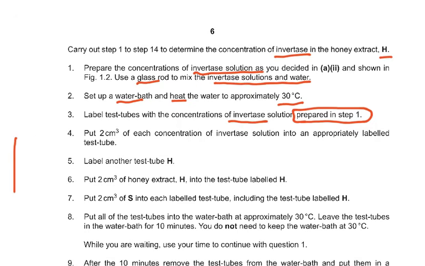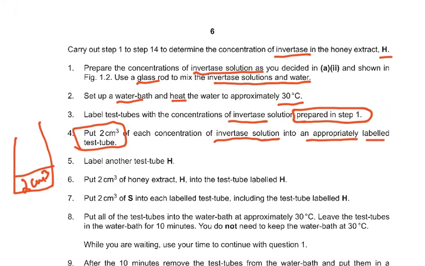Put 2 cm cube of each concentration of invertase solution into appropriately labeled test tubes. Then label another test tube H. Put 2 cm cube of the honey extract H into the test tube labeled H. Then put 2 cm cube of S into each labeled test tube, including the test tube labeled H.